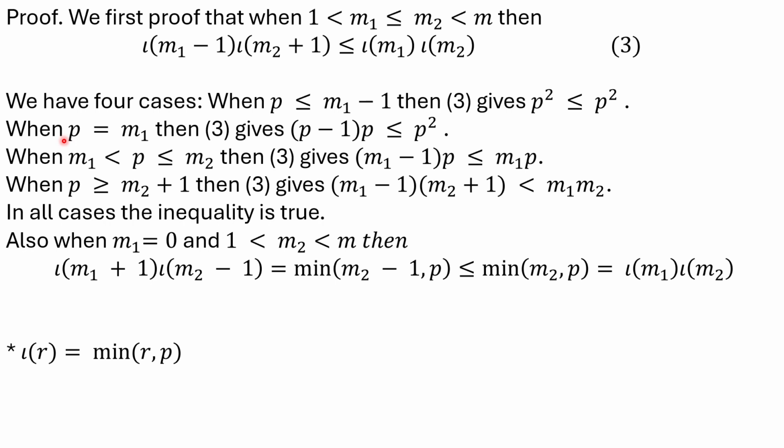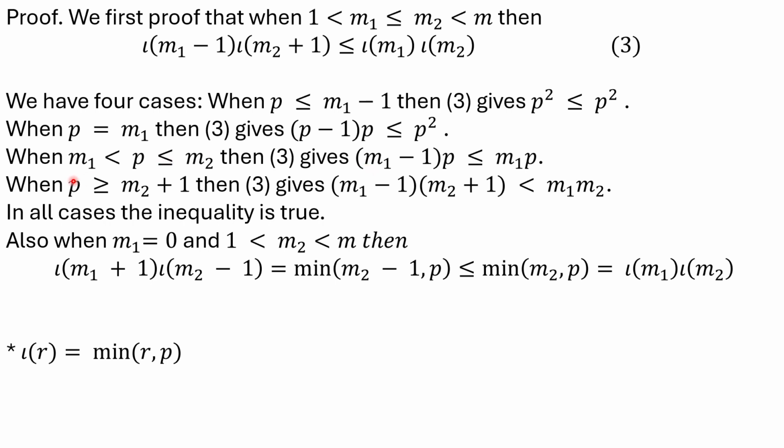Third case, when p is greater than m1 but less than or equal to m2. The first term gives us m1 minus 1. The second term definitely gives us p. And here we get m1, and here we also get p.